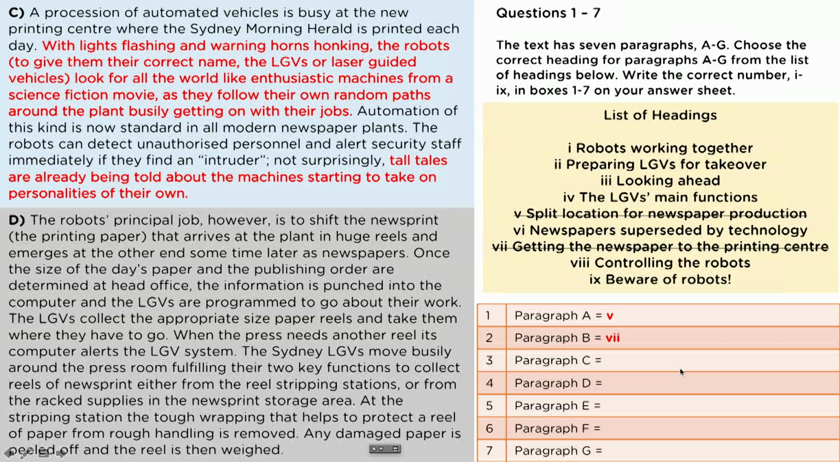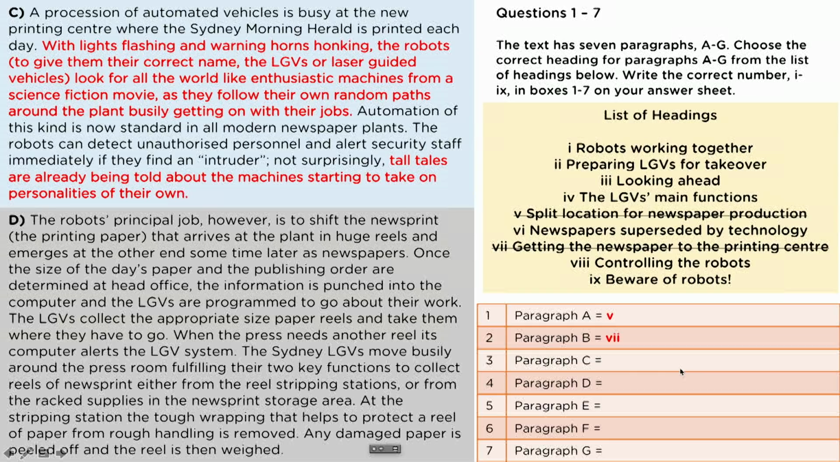With lights flashing and warning horns honking, the robots, to give them their correct name, the LGVs or laser guided vehicles, look for all the world like enthusiastic machines from a science fiction movie as they follow their random paths around the planet, busily getting on with their jobs. Security staff, tall tales are already being told about the machines starting to take on personalities of their own. Robots working together? Not quite. Preparing LGVs for takeover?